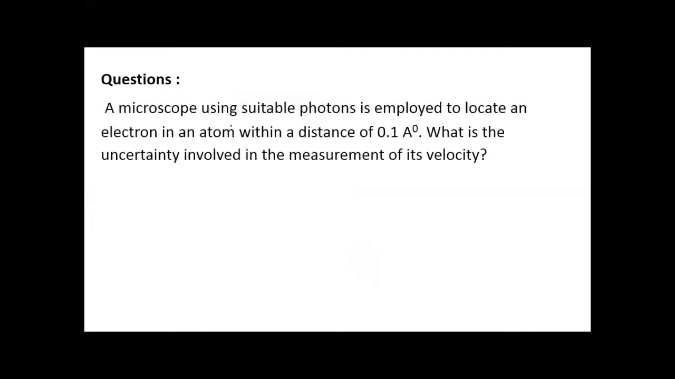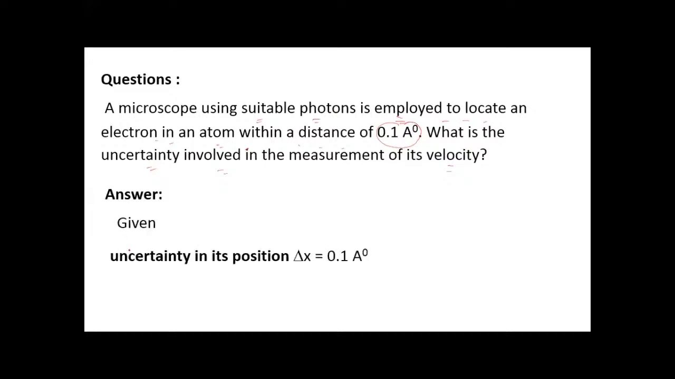Okay, now we will solve one more question. A microscope using suitable photon is employed to locate an electron in an atom within a distance of 0.1 angstrom. What is the uncertainty involved in the measurement of its velocity? Okay, we answer this question. First, we will write given. The given value is uncertainty in position, that is delta x, 0.1 angstrom.